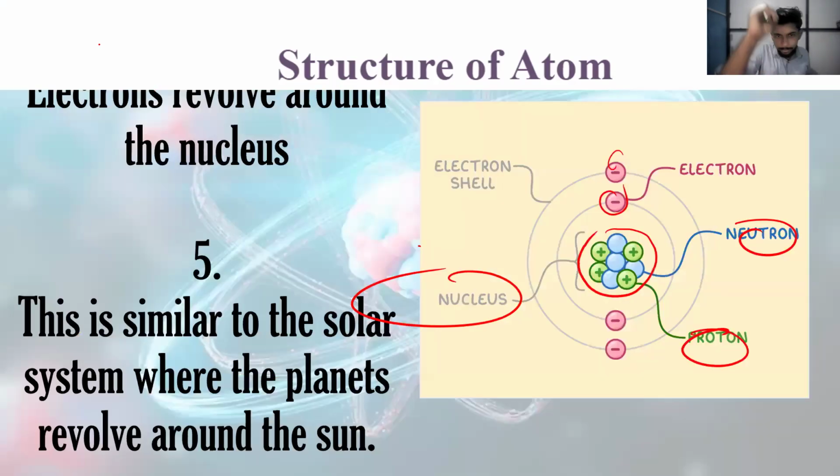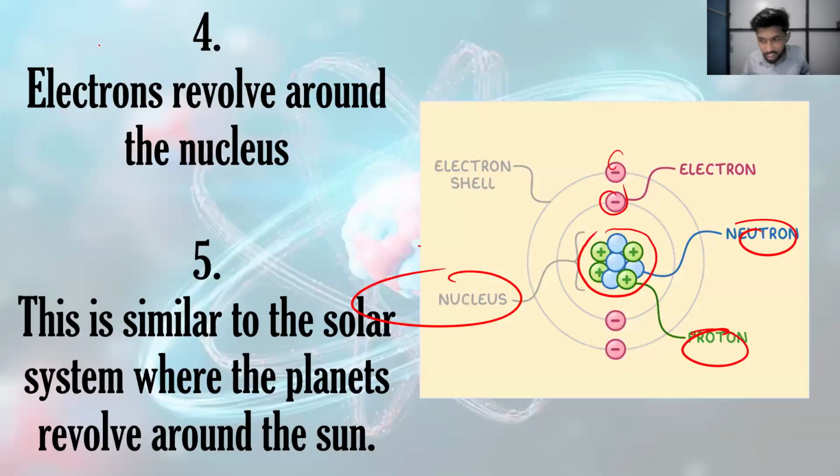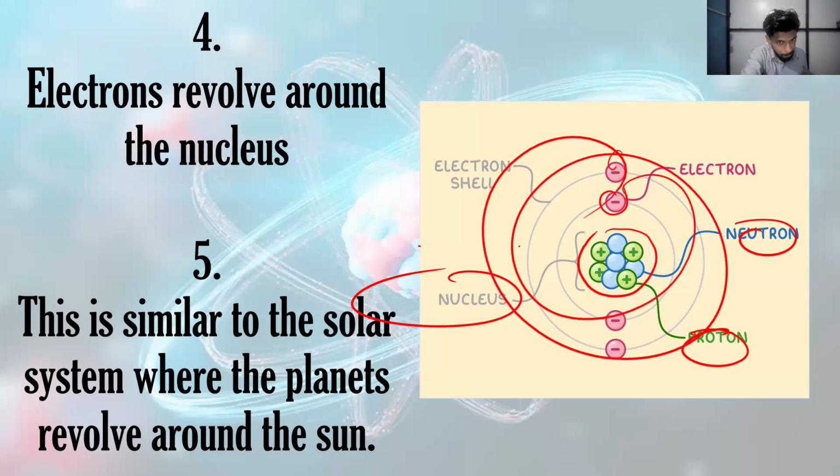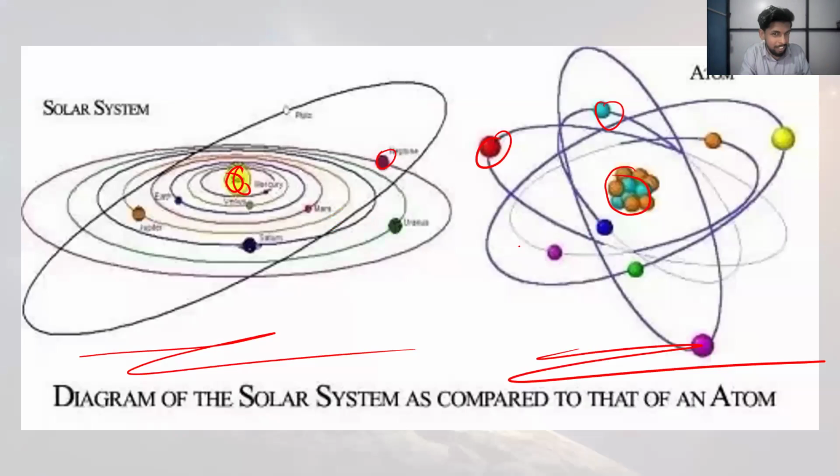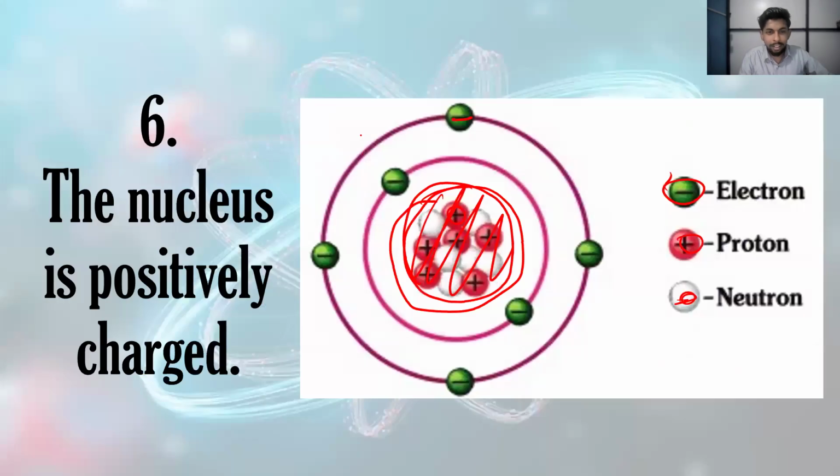And the fourth thing, the electrons are rotating around the nucleus, and he compared this system with the solar system, and he said that this model is named the planetary model. Just look at the comparison here. Nucleus as the sun, electrons as the planets. And the sixth one, the nucleus is positively charged.